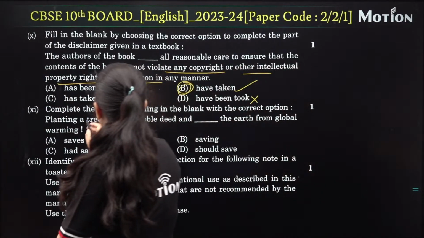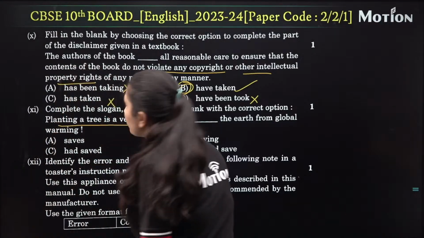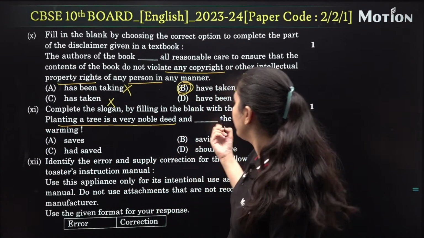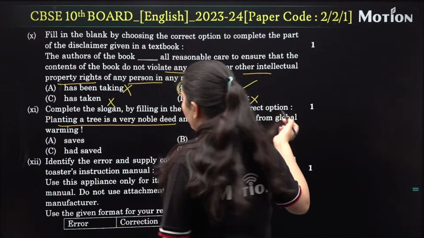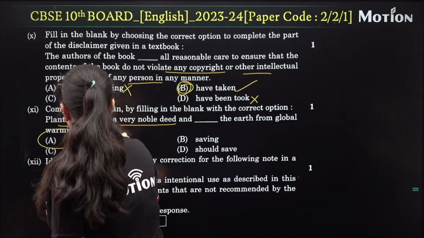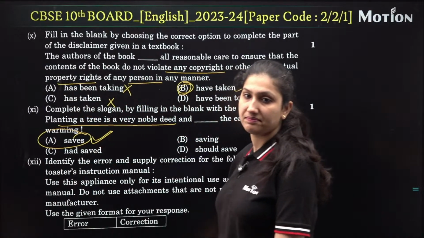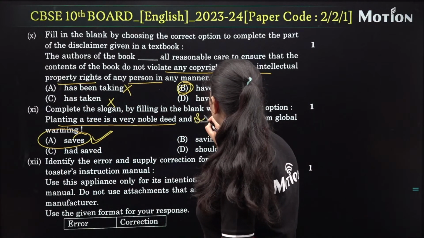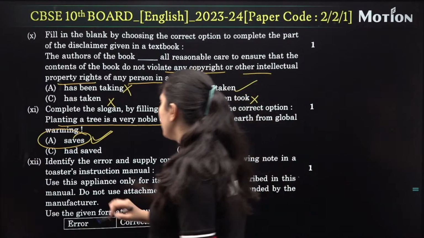Next, complete the slogan. Planting a tree is a very noble deed and dash the earth from global warming. Saving, had saved, should save. "Saves" is the correct answer. Option A.